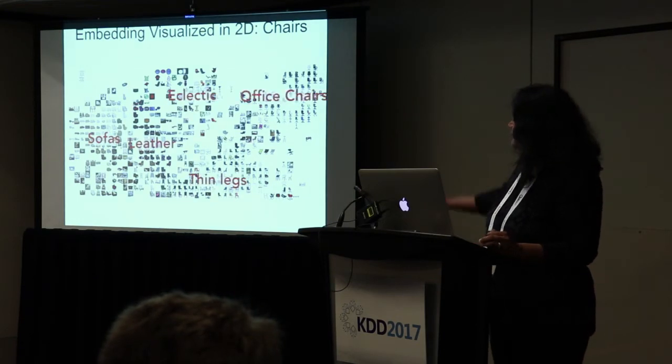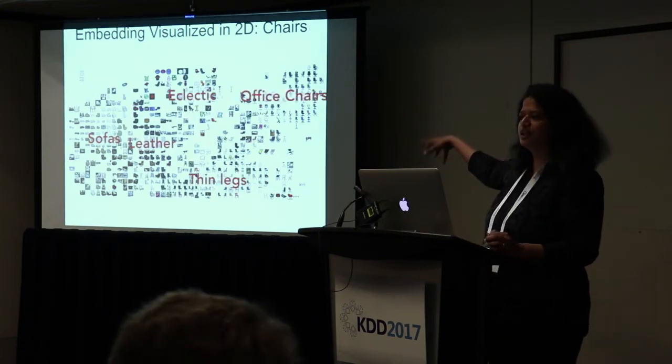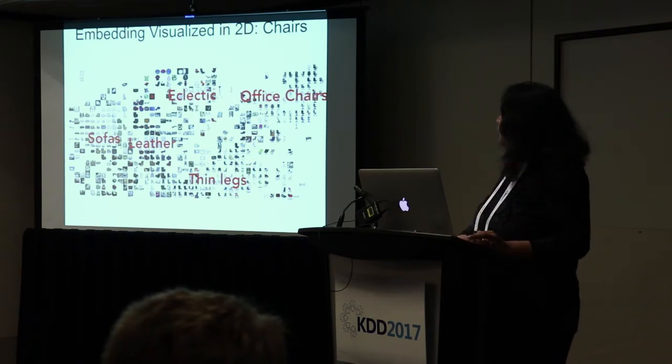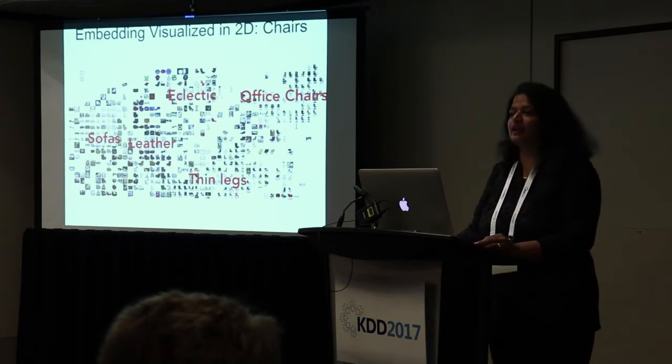So for example, there's chairs with thin legs on the bottom right. This is only for chairs. There's a full visualization for all categories. There's office chairs on the top right, etc.